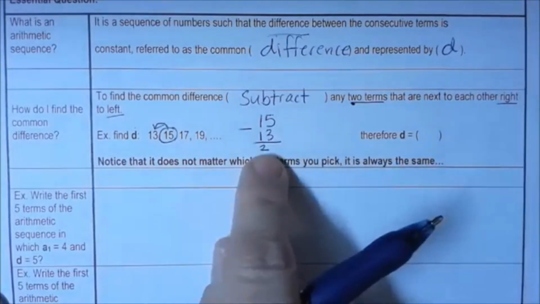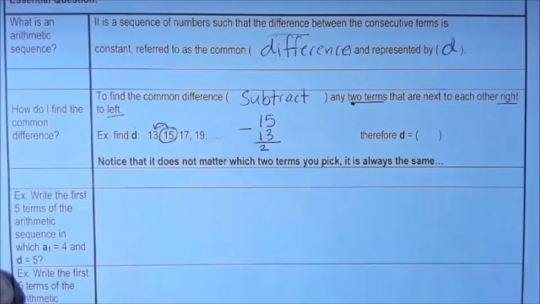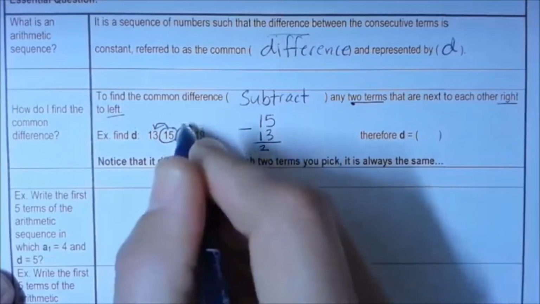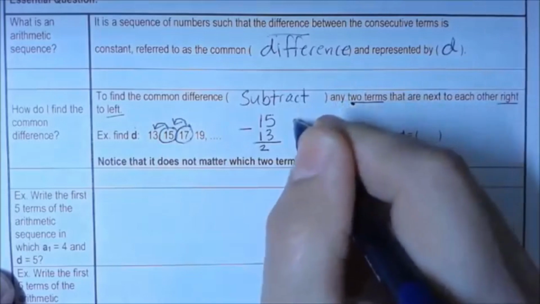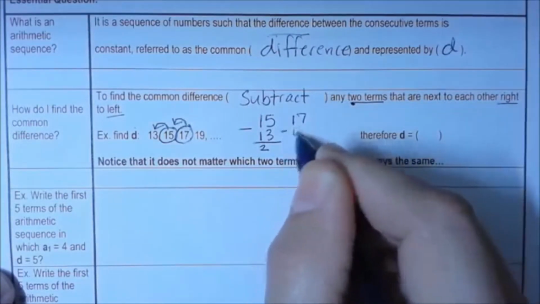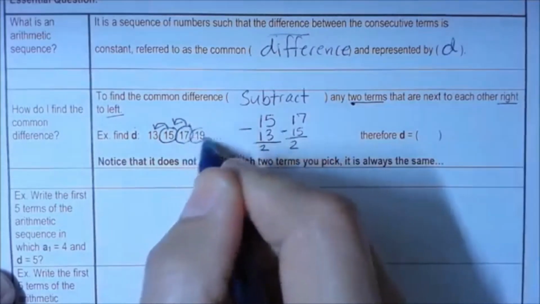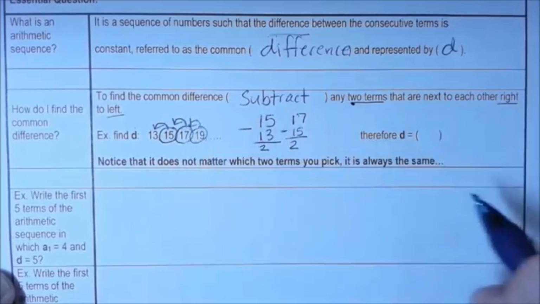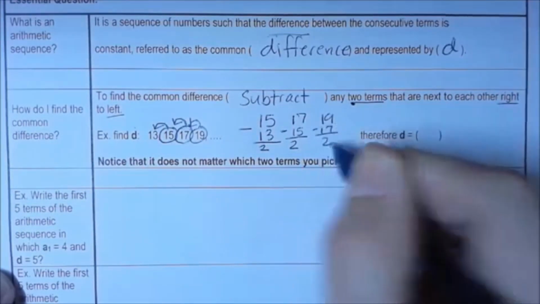Now, just to confirm that this is an arithmetic sequence, I'm going to do that same process to every one of these. So now I'll subtract from right to left. 15 from 17. Right number goes on top, left number goes on bottom. Once again, it gives me 2. Then I'm going to take 19 and subtract 17. And it gives me 2.